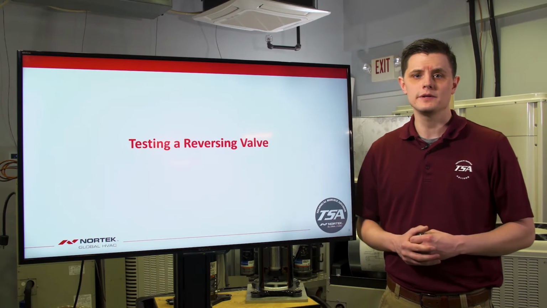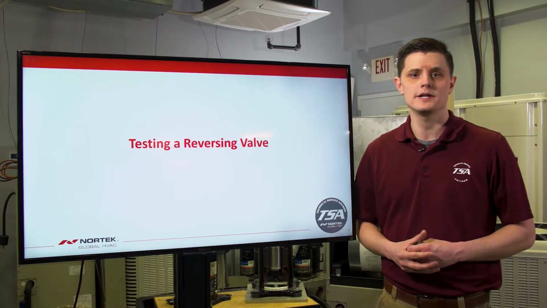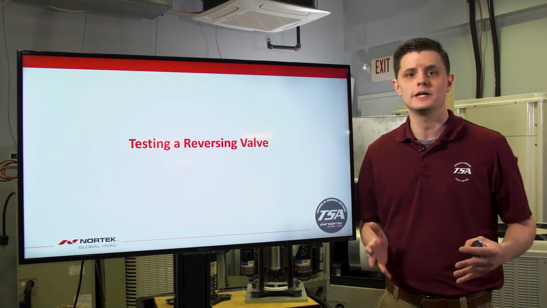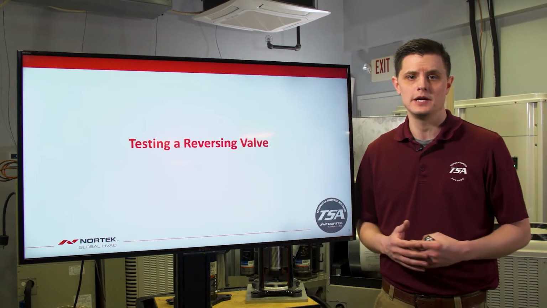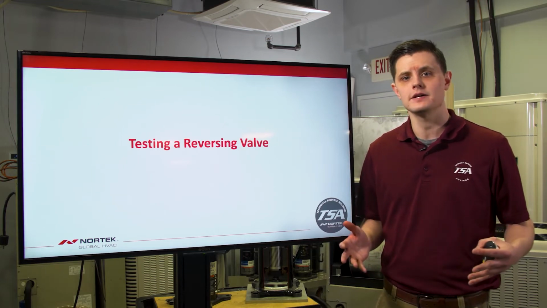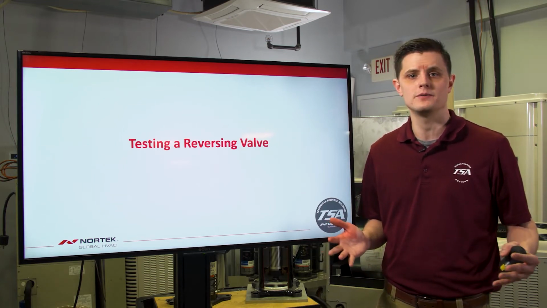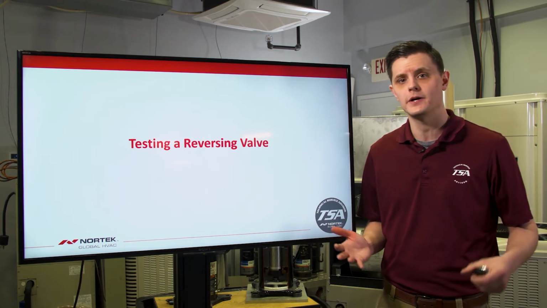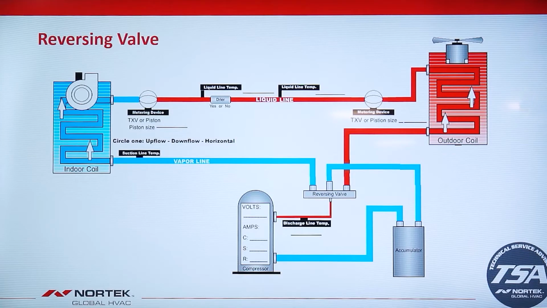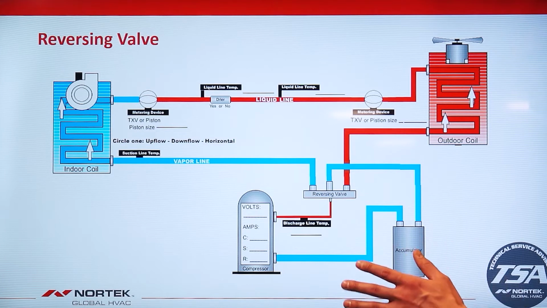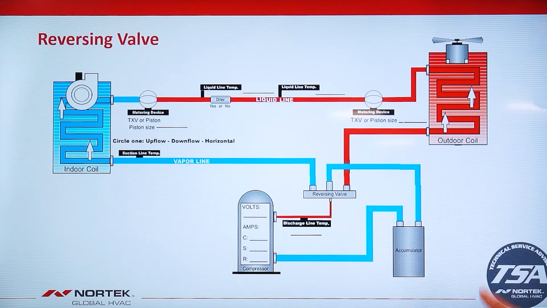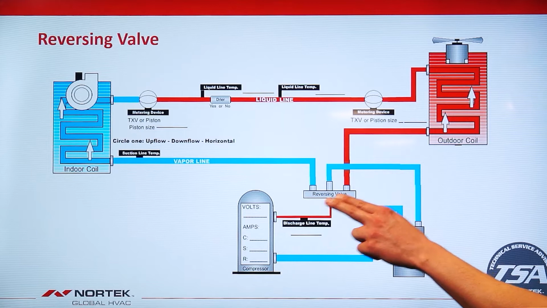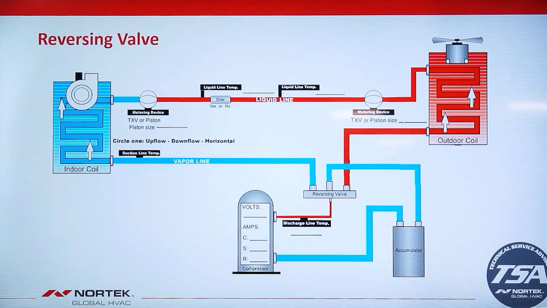So when testing a reversing valve, the main thing that I want you guys to grasp is what lines are what in heating and in cooling mode, and then how you actually test the reversing valve to determine whether it's a good or a bad part. The diagram we have here is your refrigeration diagram for a heat pump in cooling mode. We have our indoor coil, which is our evaporator, our outdoor coil, which is our condenser, our reversing valve, and then our compressor.